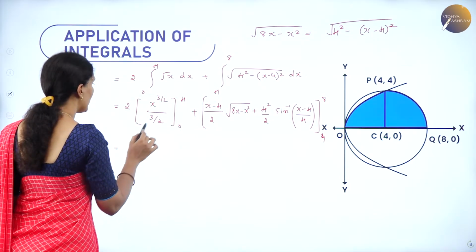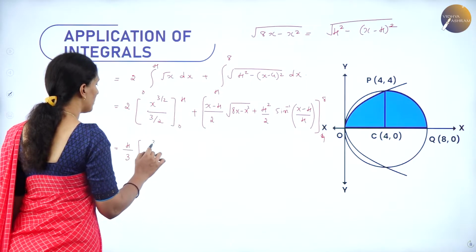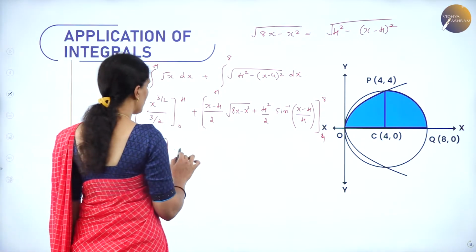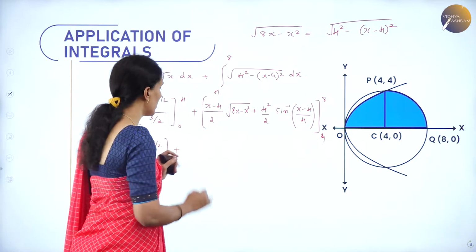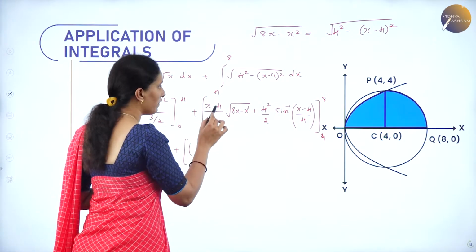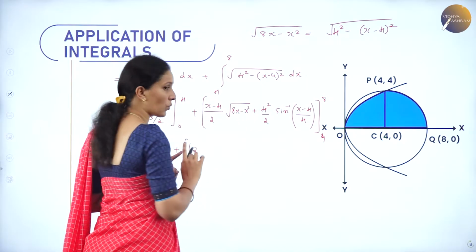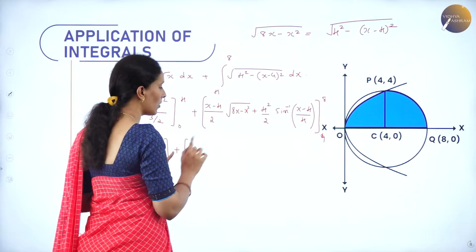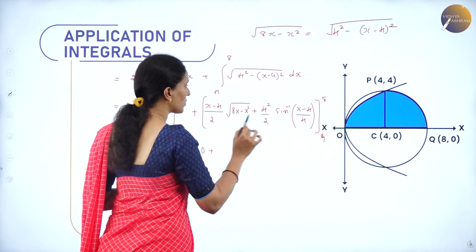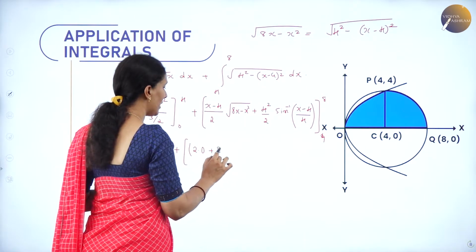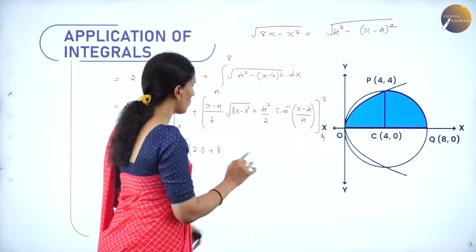So now let us apply here 3 by 2. When it comes here, it becomes 4 divided by 3, 4 to the power 3 by 2 minus 0, it becomes plus. Apply the first upper limit here. 8 minus 4 by 2: 8 minus 4 is 4, 4 by 2 is 2. Next, 8 square is 64, 64 minus 64 is 0. So it is 2 into 0, plus 4 square by 2 is 16 by 2, which is 8, and 8 minus 4 is 4, 4 by 4 is 1, sine inverse of 1 is pi by 2.